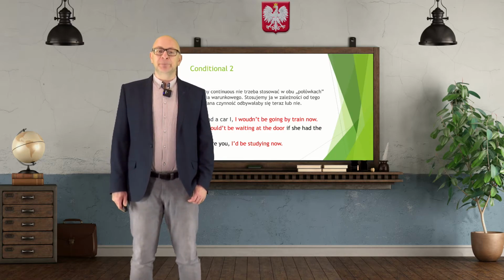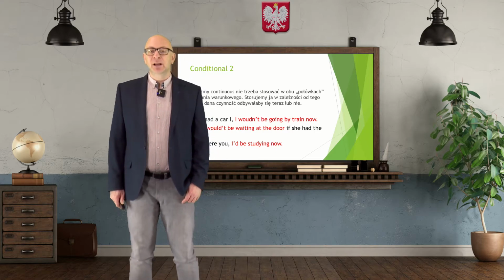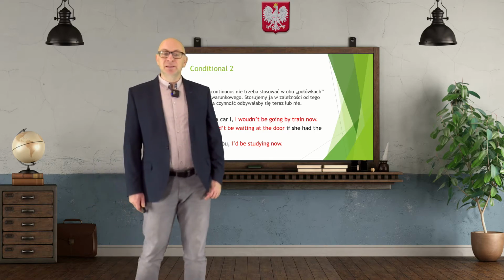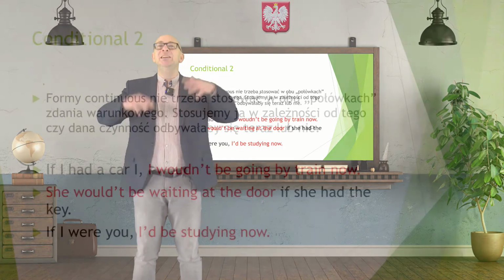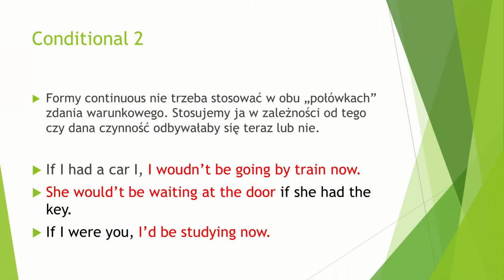And the last sentence: if I were you, I would be studying now. Na twoim miejscu bym się teraz uczył. If I were you in general, not in this moment, but in general, I would be studying right now. Okay, that's why you have the continuous form.